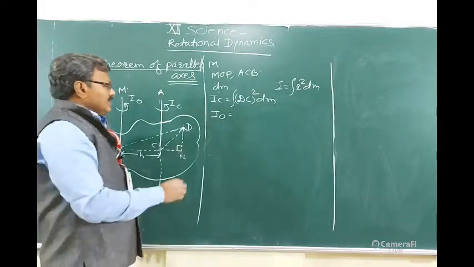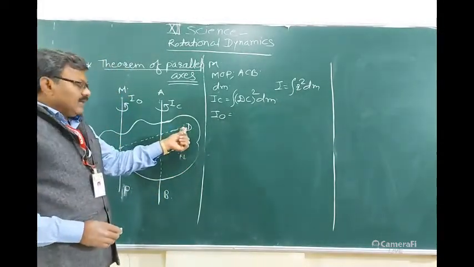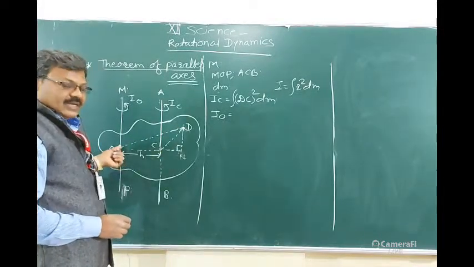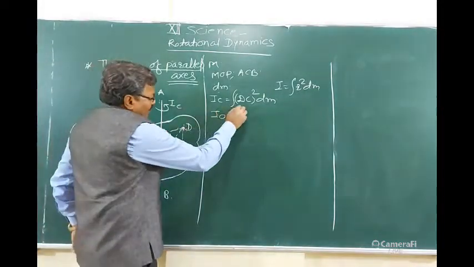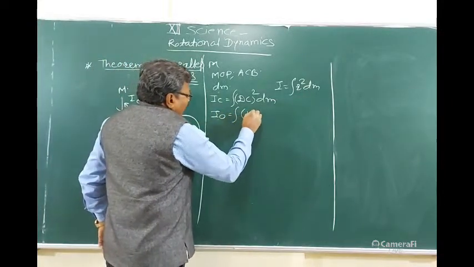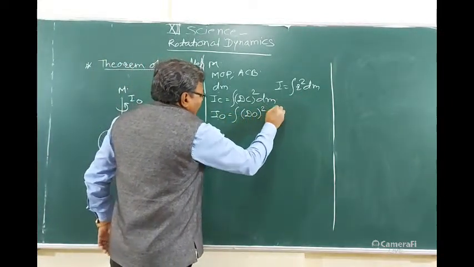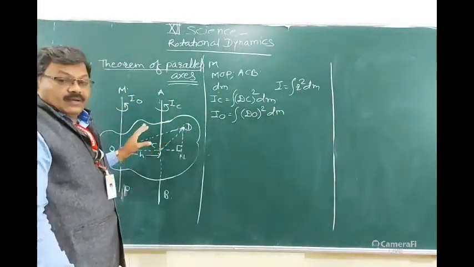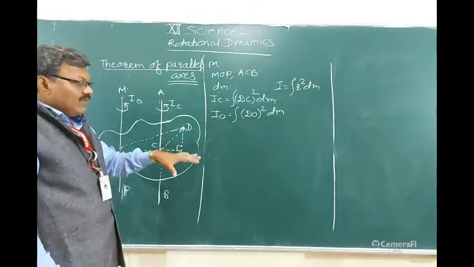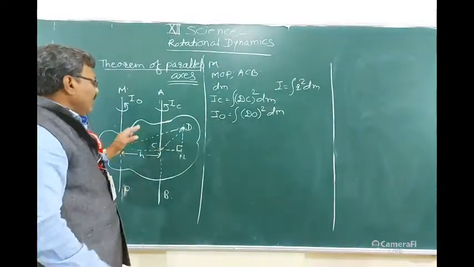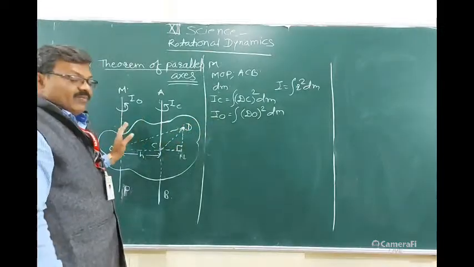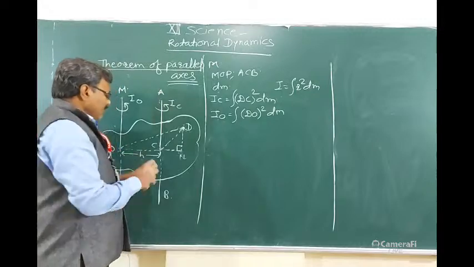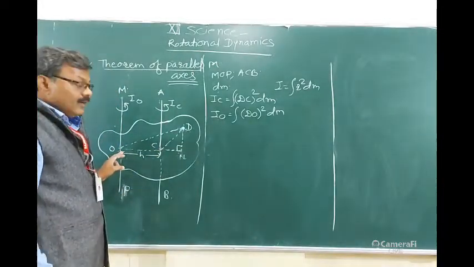Now, this moment of inertia, again, this small element is at distance DO from this axis of rotation. Therefore, we can write this as the integration of dO square into dm. Now, this is the moment of inertia of this object about this axis, and now we want to derive the formula for this moment of inertia. Now, DNO is the right angle triangle.